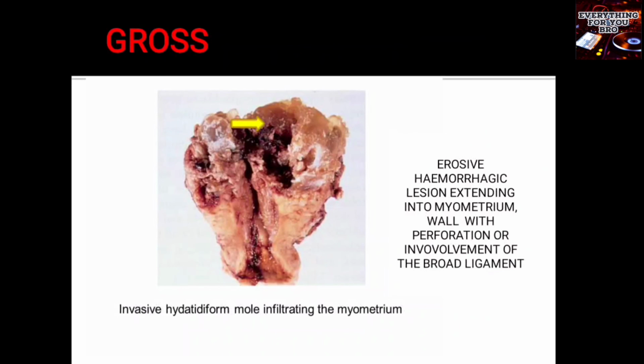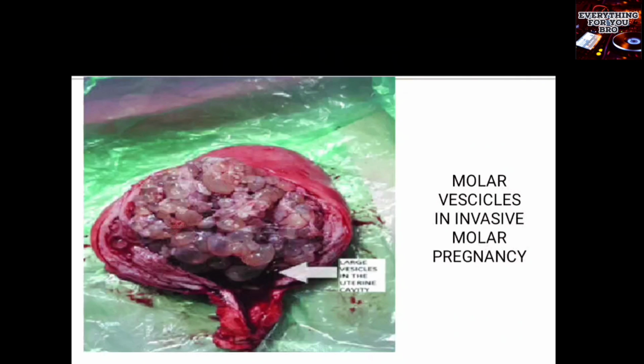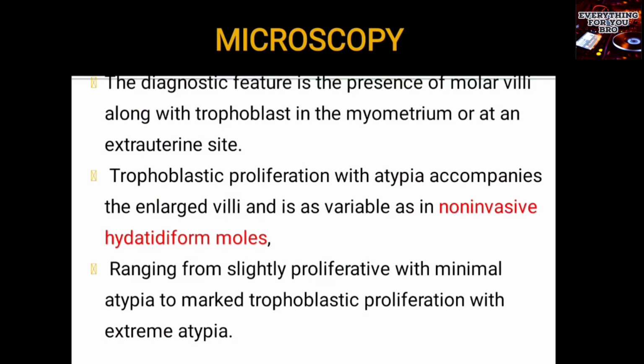So here is a gross image. This is a cut section of the uterus. You can see an erosive hemorrhagic lesion extending into the myometrial wall with perforation and involvement of the broad ligament, which is not seen here, but it is clearly appreciable that there is invasiveness and destruction of this myometrium. Here are the molar vesicles in invasive molar pregnancy. See, this uterine myometrium is being thinned out and almost appears to be seen outside.